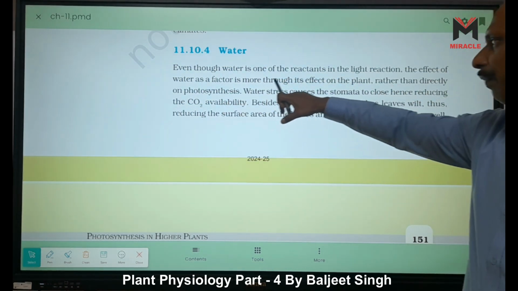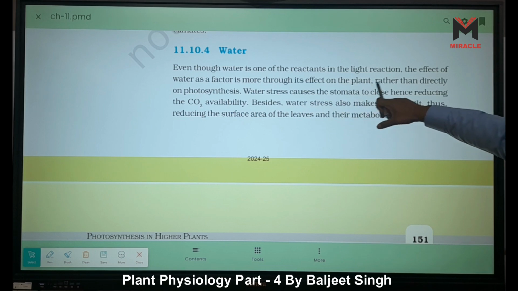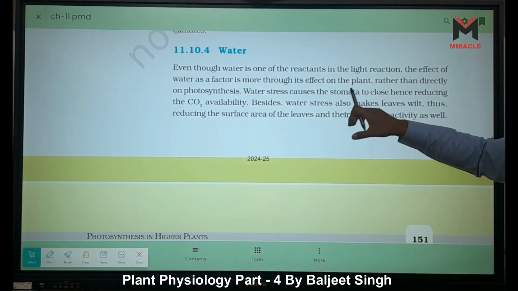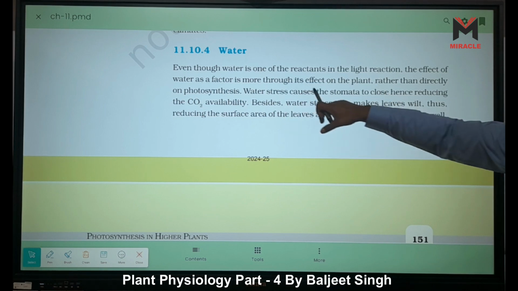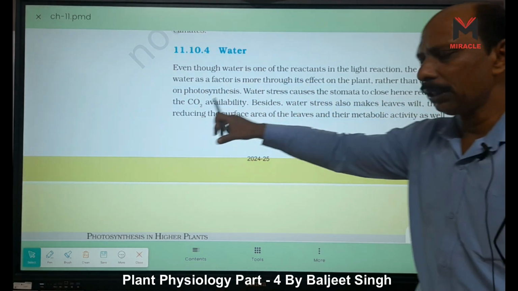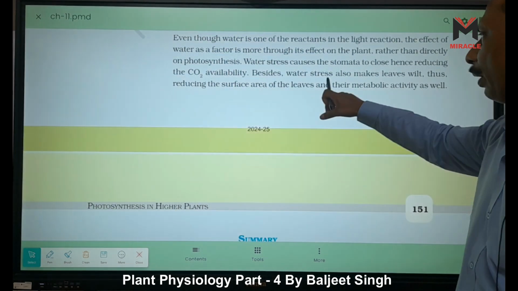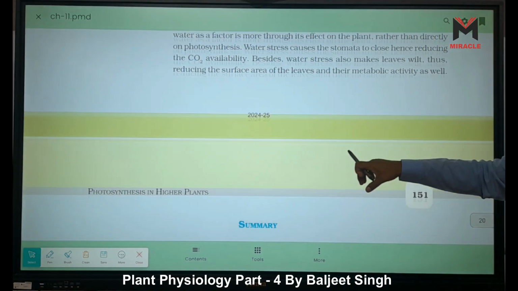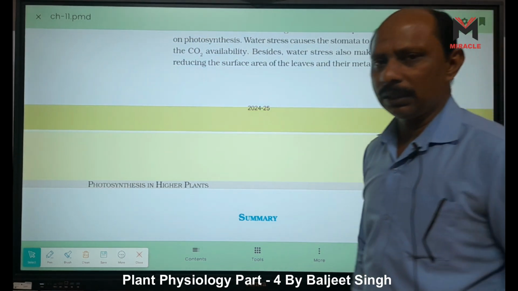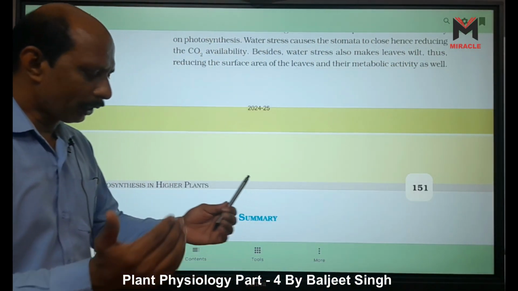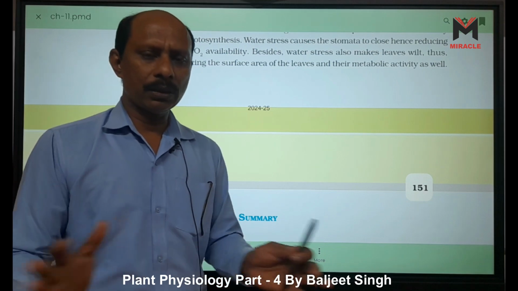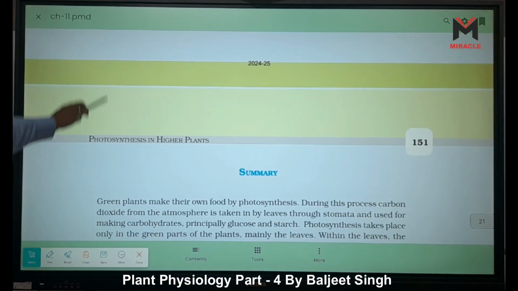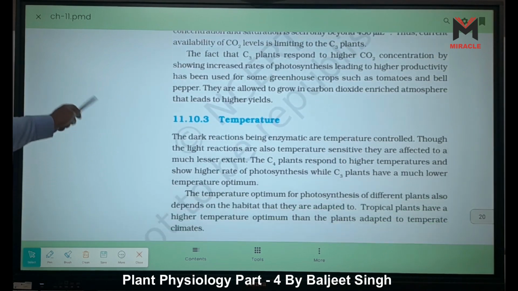The effect of water as a factor is more through its effect on the plant rather than directly on photosynthesis. It is not direct, it is indirect. Water stress causes the stomata to close, hence reducing the CO2 availability. Besides, water stress also makes the leaf wilt, thus reducing the surface area of the leaves and their metabolic activities as well, right? When stomata close, what happens? Exchange of gases does not occur, right? So these are some factors which are given in our NCERT.